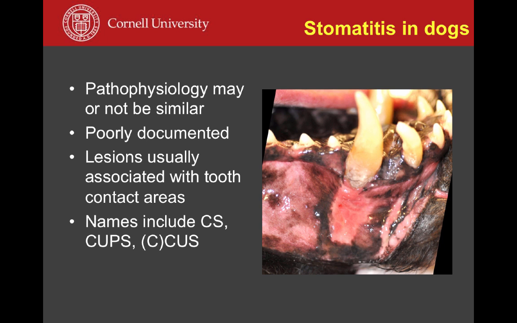For example, this is the typical appearance of a lesion in a dog. In this case, it's associated with this canine tooth that has a lot of disease going on: gingival recession, a lot of plaque accumulation, calculus, etc. So some people refer to this condition in dogs as CUPS, which stands for chronic ulcerative paradental stomatitis. Paradental meaning that it is along the areas that come in contact with the tooth. It's also received the name chronic ulcerative stomatitis or canine chronic stomatitis.